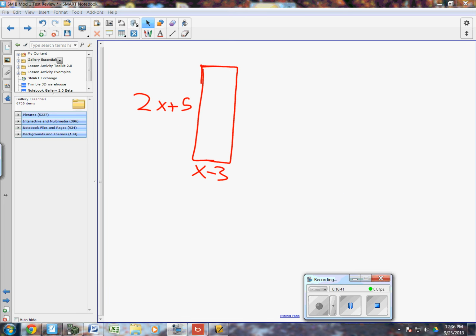Okay, we're writing an expression for area of this rectangle and an expression for perimeter of this rectangle.